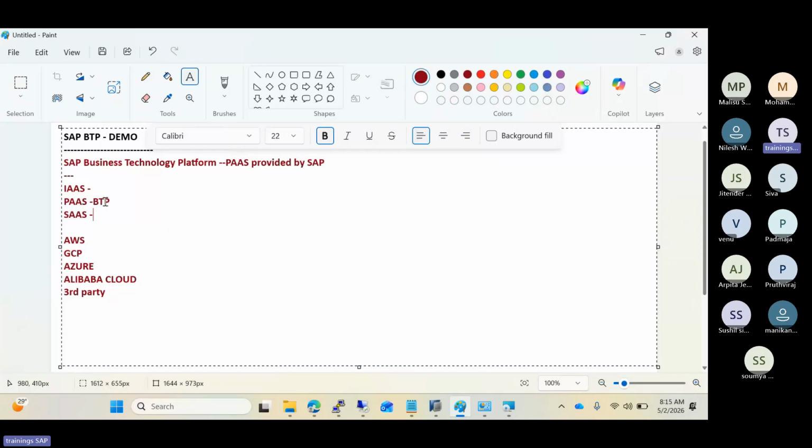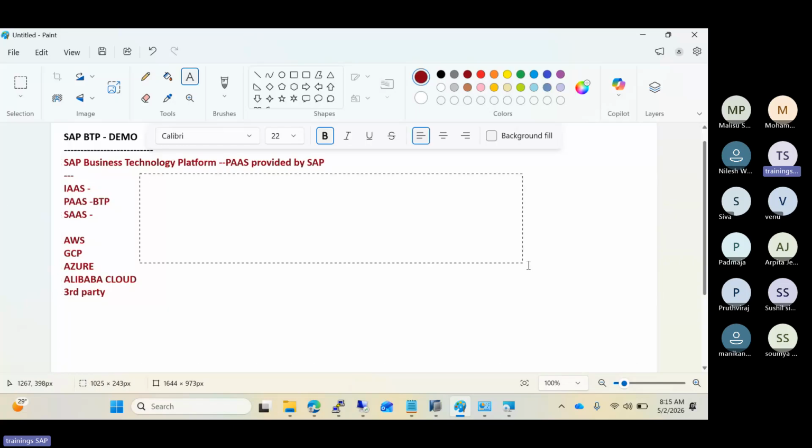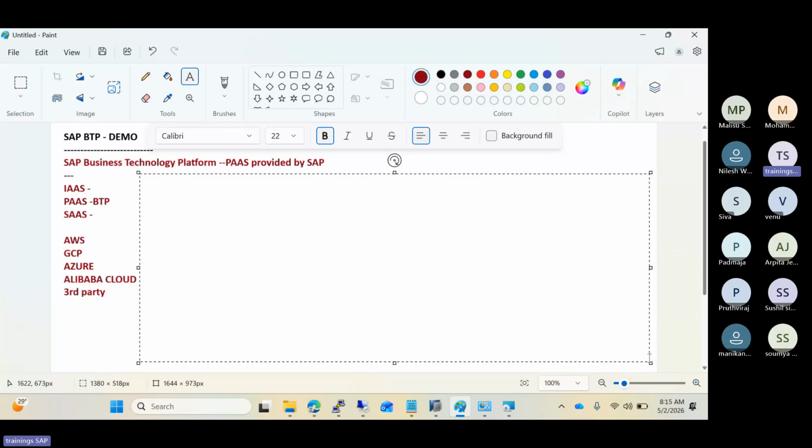So now you know BTP comes under the platform as a service based concept, right? So when SAP introduced this BTP, what are the key capabilities in the BTP? In January 2021, SAP introduced a powerful, unique solution offering called the BTP, Business Technology Platform.